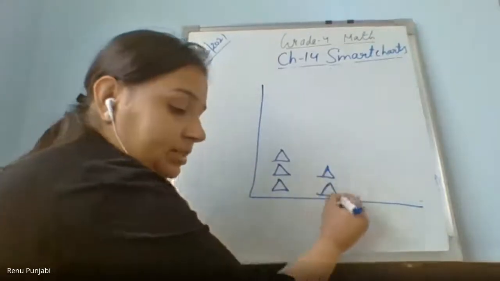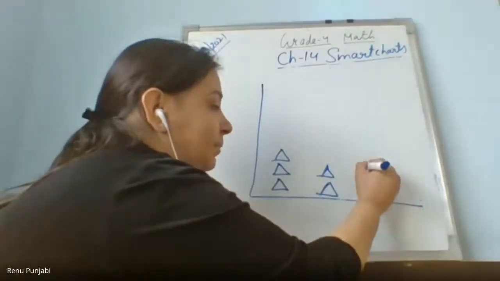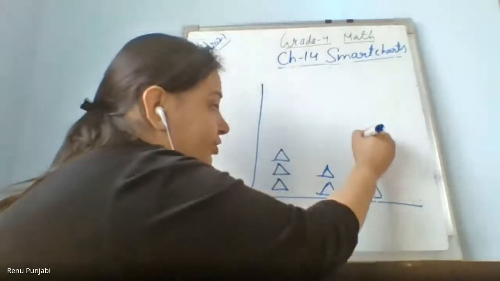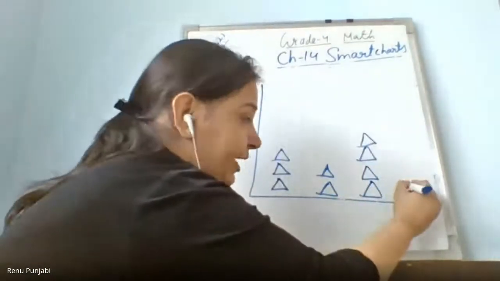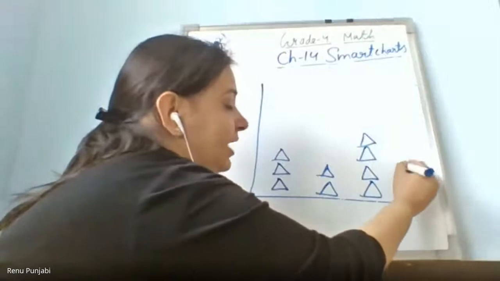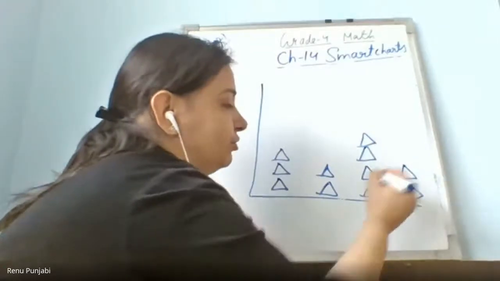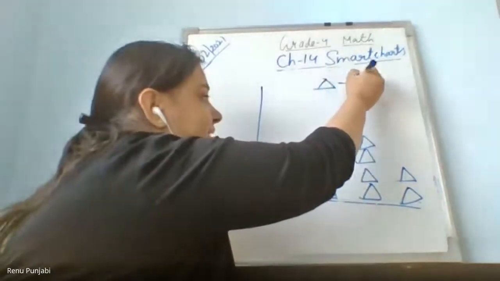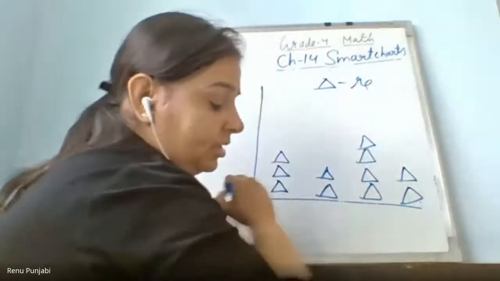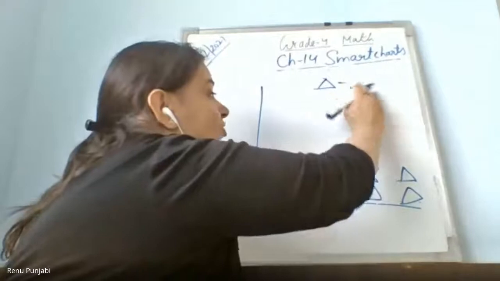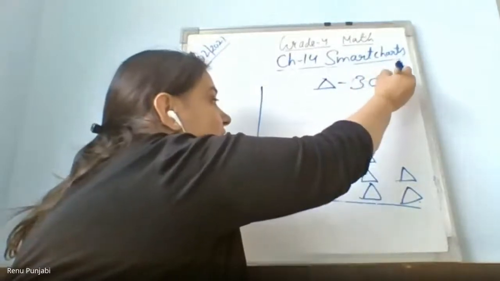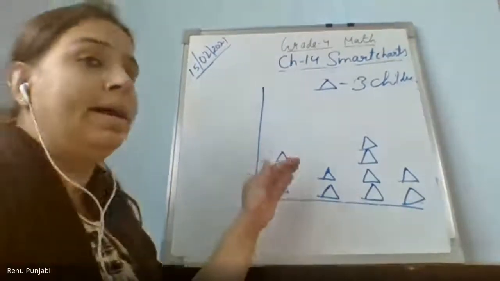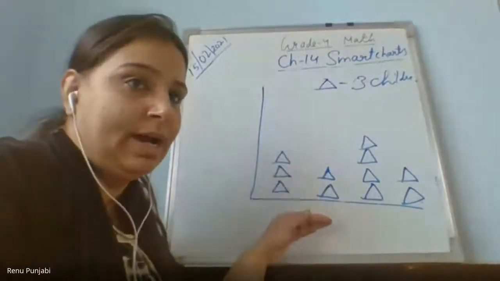In a standing line, the pictures are drawn, and then you have to read this pictograph and give the answers to the following questions. And the key is saying that this picture represents or shows how many children? 3 children. 3 children.